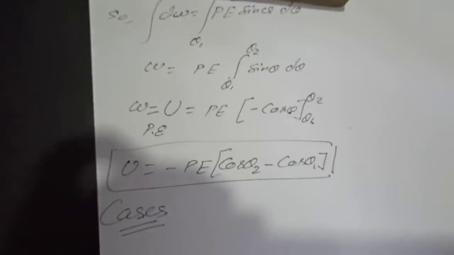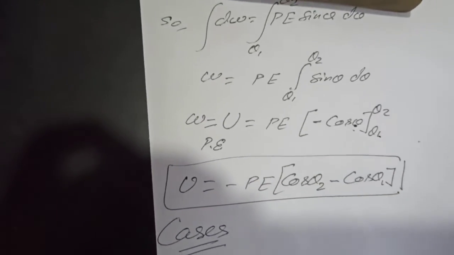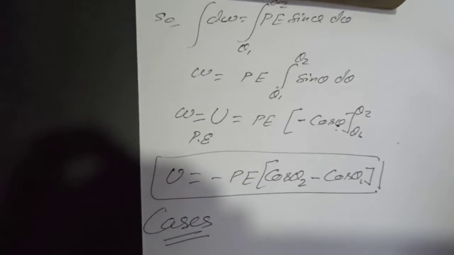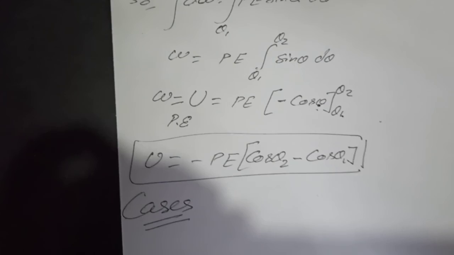Now the cases arise. This is the formula for the potential energy stored in a dipole when placed in a uniform electric field. The cases we will discuss in the next lecture.